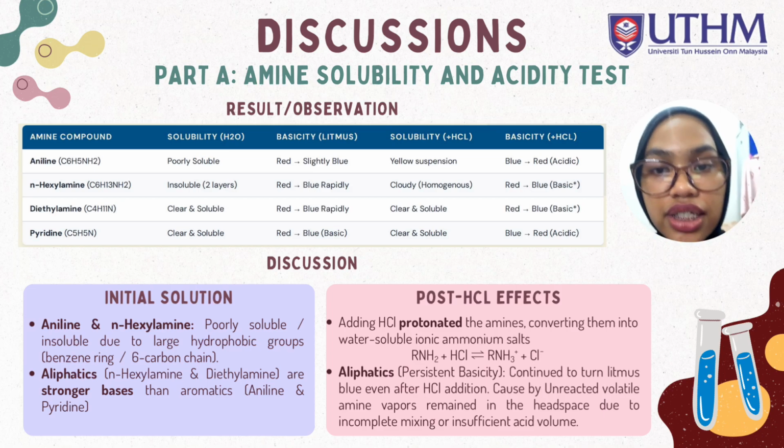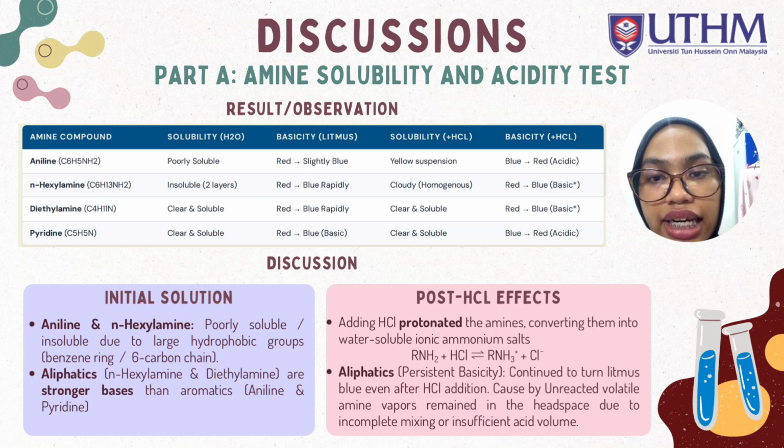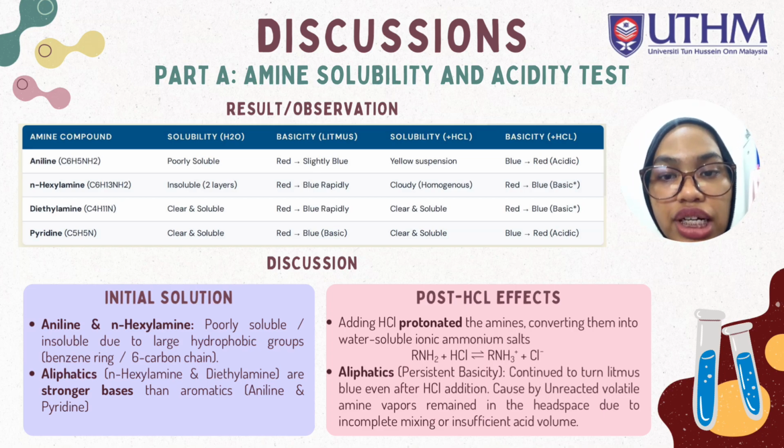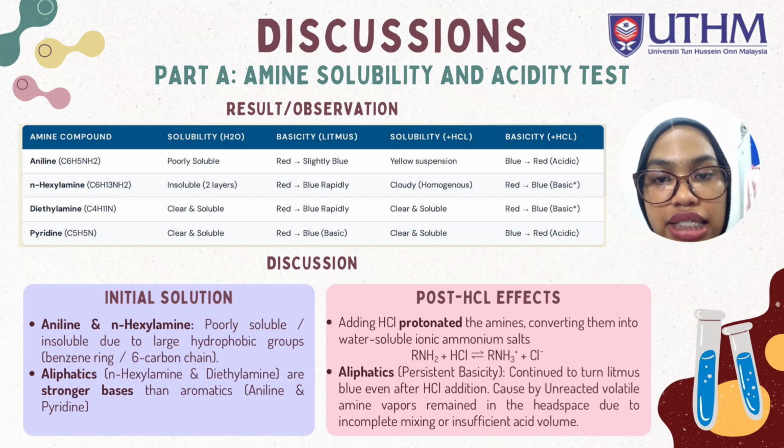For the discussion, in the initial solution, aniline and N-hexylamine are poorly soluble or insoluble due to large hydrophobic groups, which are the benzene ring or 6-carbon chain. Aliphatics, which are N-hexylamine and diethylamine, are stronger bases than aromatics, which are aniline and pyridine.